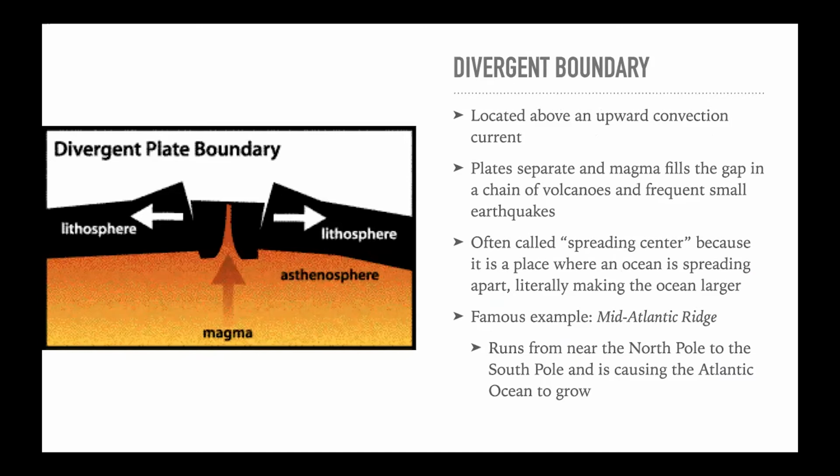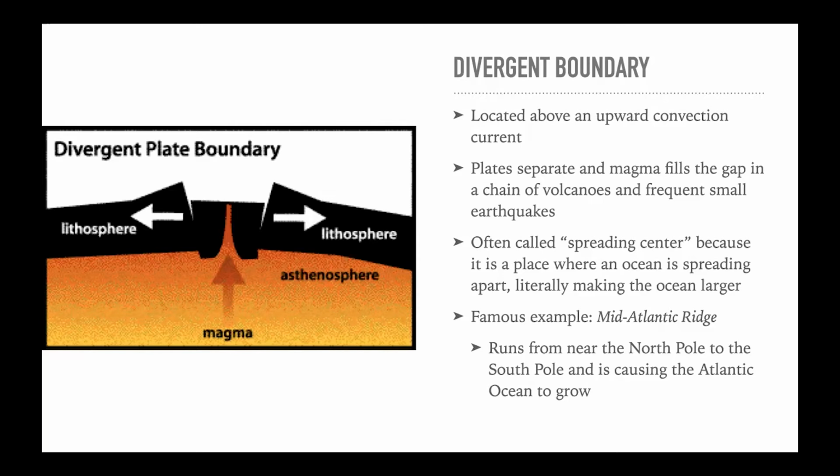It is always located at the site of an upward convection current. It means magma is pushing up. It causes the two plates to separate, and then magma fills that gap and makes a long chain of volcanoes. And they will often have frequent earthquakes. The reason you get earthquakes is because as the magma pushes up, it is forcing its way through the ground, and it causes the rocks to shift and things to move.